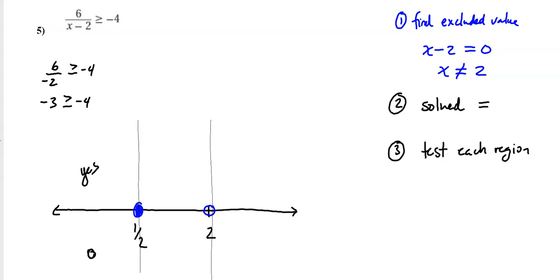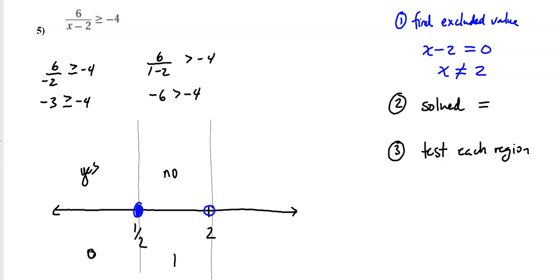Now we need to test a number between 1/2 and 2. Let's try 1. So let's go 6 over 1 minus 2 and see if this is a true statement. Well, 6 divided by negative 1, that's negative 6. Is negative 6 greater than negative 4? No. So that region does not work.